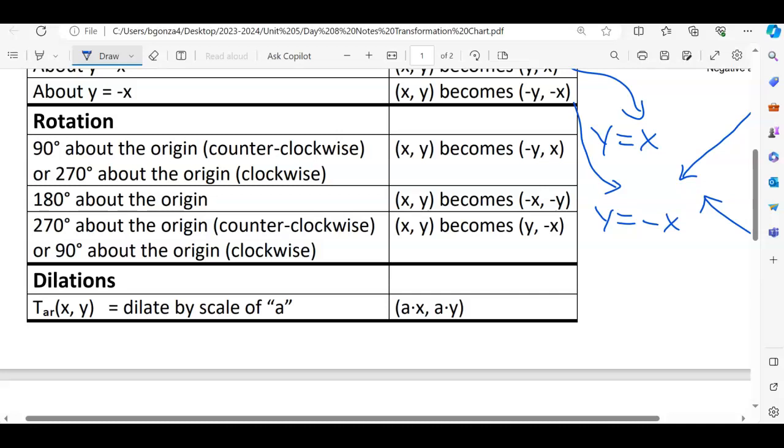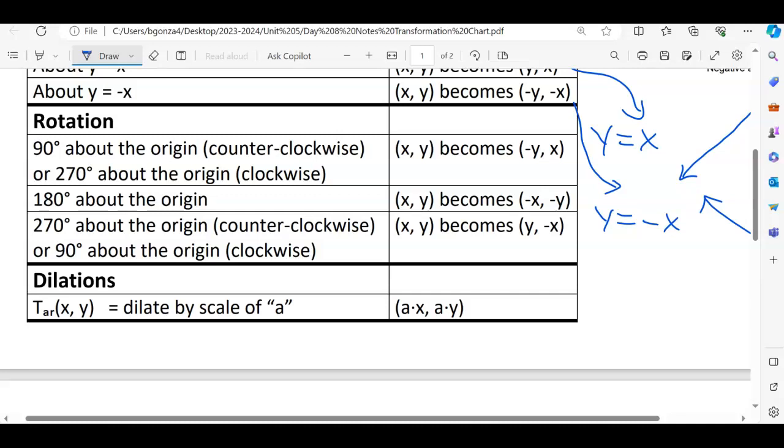So you know how to use the rule. I'm going to show you on the back anyways, but for 180 degrees, both x and y change their sign. For 270 counterclockwise, they switch, and x changes the sign, okay? And then dilations, we're not doing dilations today, but you would just multiply x and y by a number, okay? We'll do that next week.